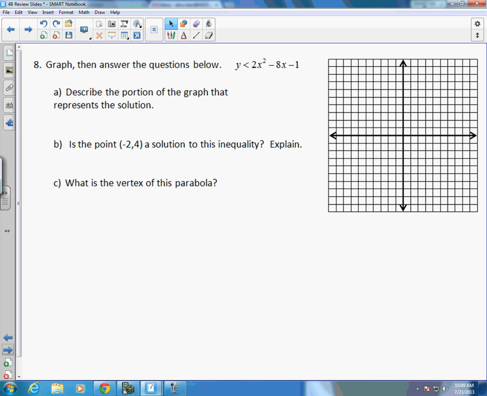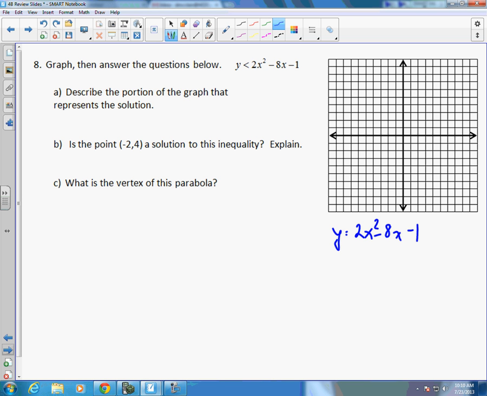All right, next question we'll look at is number 8. Number 8 says graph and answer the questions below. Essentially what you're going to do first is just graph this, as you would graph anything. I'm going to find the vertex and look at the lead coefficient. I'm going to graph it like it's y equals 2x squared minus 8x minus 1. I'm not going to think of it as an inequality until I'm ready to draw my line as dotted or solid.